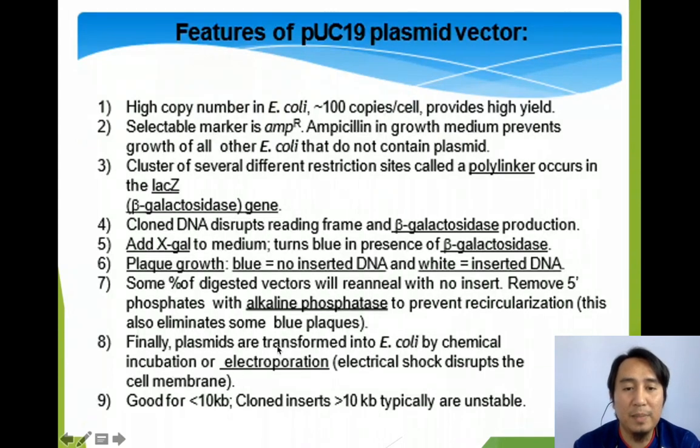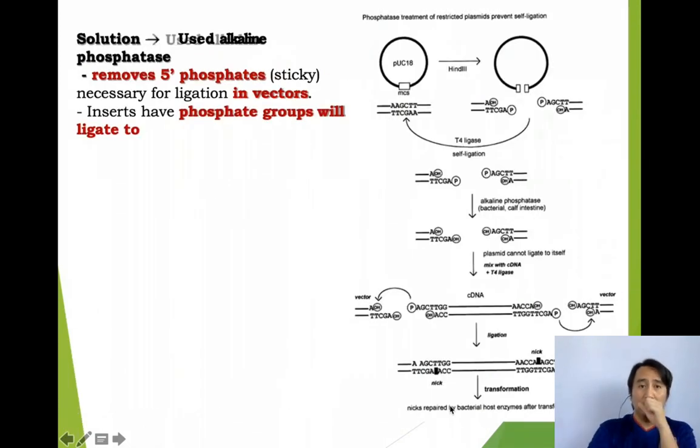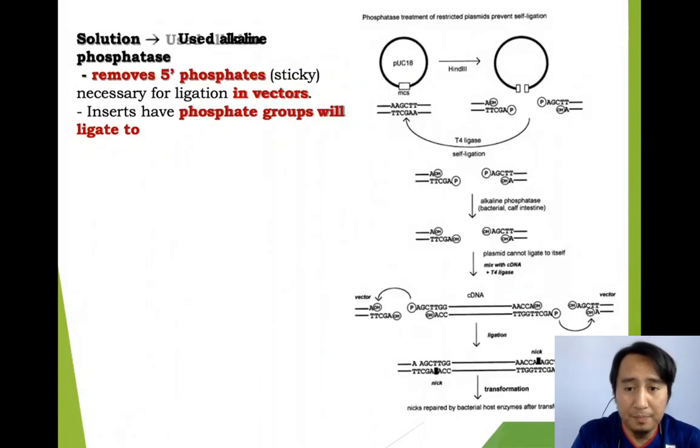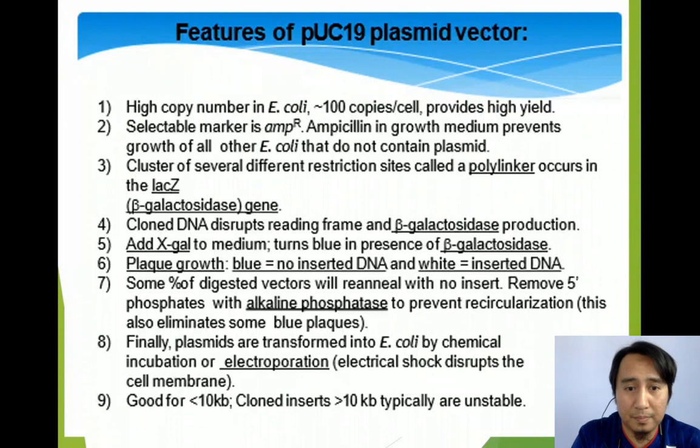Okay. Finally, plasmids are transformed into E. coli by chemical incubation or electroporation. Electric shock disrupts the cell membrane. So, yang ni usually kita pakai untuk yeast lah. Okay, good for less than 10 kb, or clone inserts more than 10 kb typically are unstable. Okay.